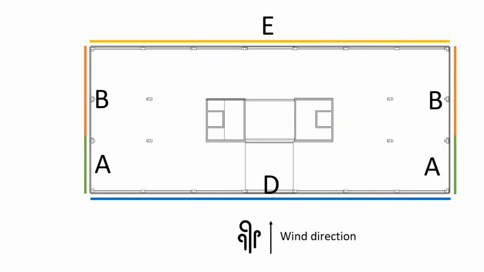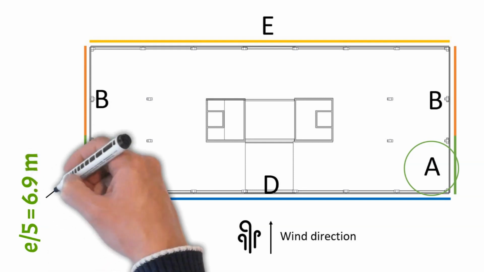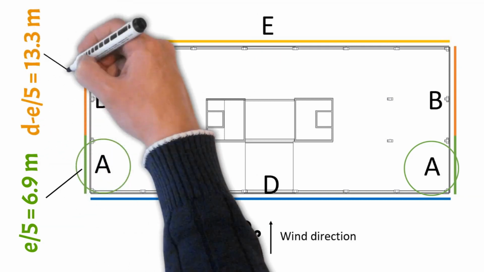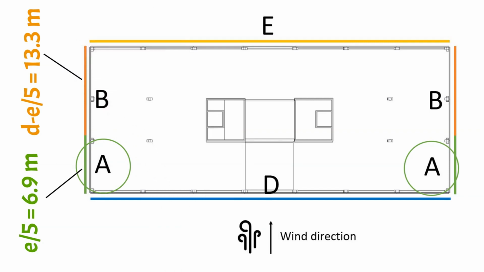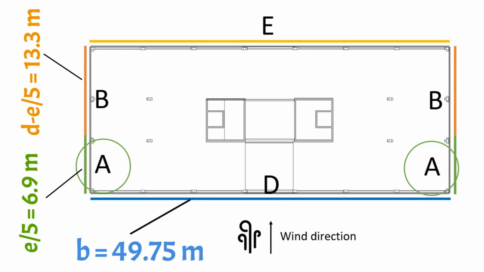Alright, now let's visualize these areas in a floor plan. If the wind is coming from the front, then area A is located on both walls parallel to the wind direction, right behind the corner exposed to the wind load. The width of the area A is calculated as E divided by 5 equals 6.9 meters in our case. The width of the area B is found as D minus E divided by 5, which equals to 13.3 meters. Areas D and E have the width of the building.